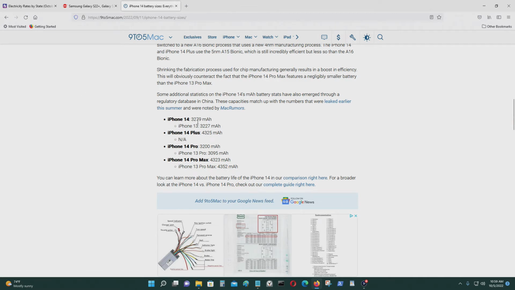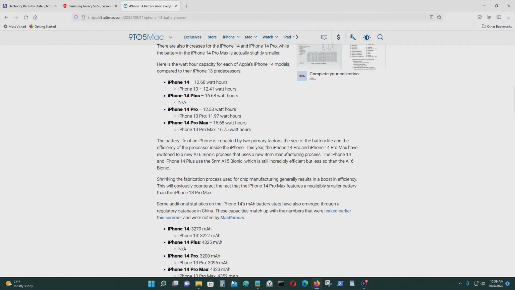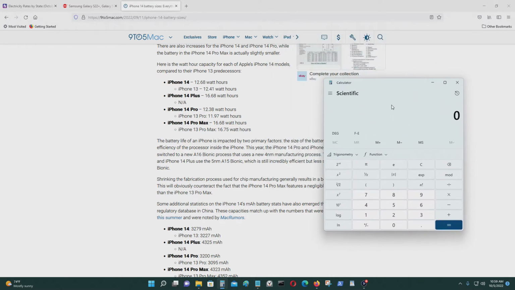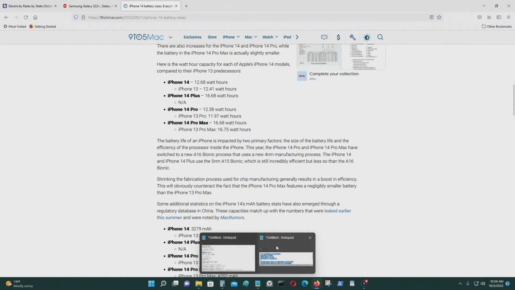Lower end, 3,279 milliamp at, I guess, let's find out what the voltage is. 3,279 milliamp at 3.87 volts.